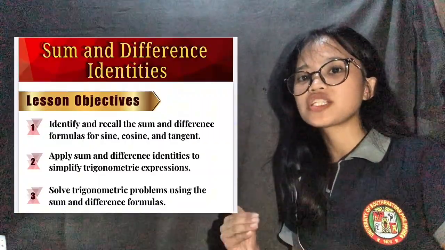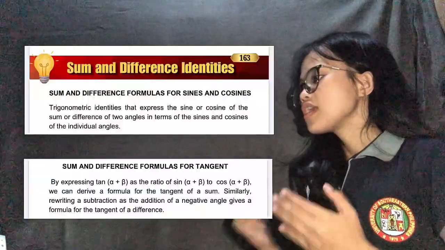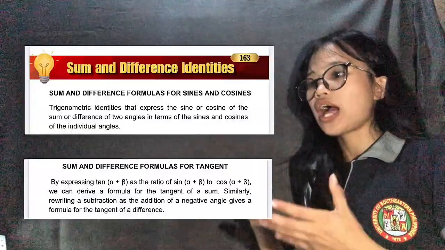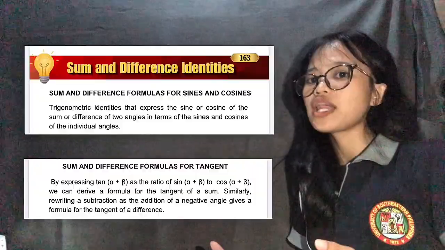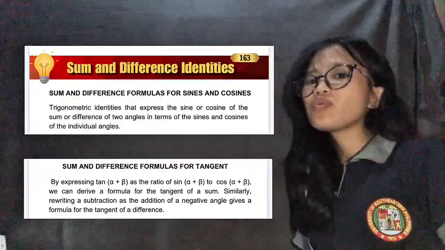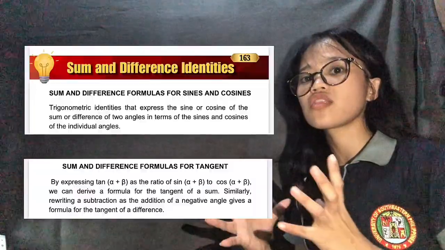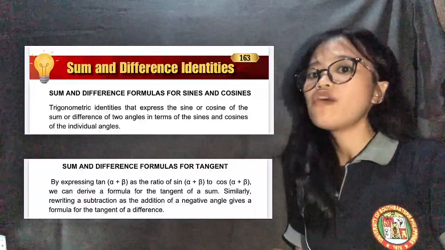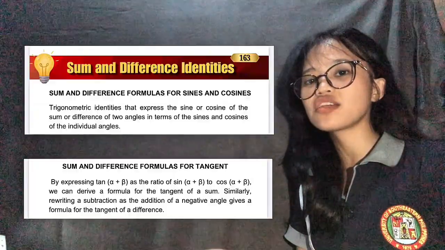Hello everyone! Now we're going to talk about sum and difference formulas for sine, cosine, and tangent. When we say sum and difference formulas, these in trigonometry allow you to calculate the sine, cosine, or tangent of angles that are combinations of special angles. Special angles are those angles that belong to the unit circle. For example, 15 degrees is equivalent to 45 degrees minus 30 degrees.